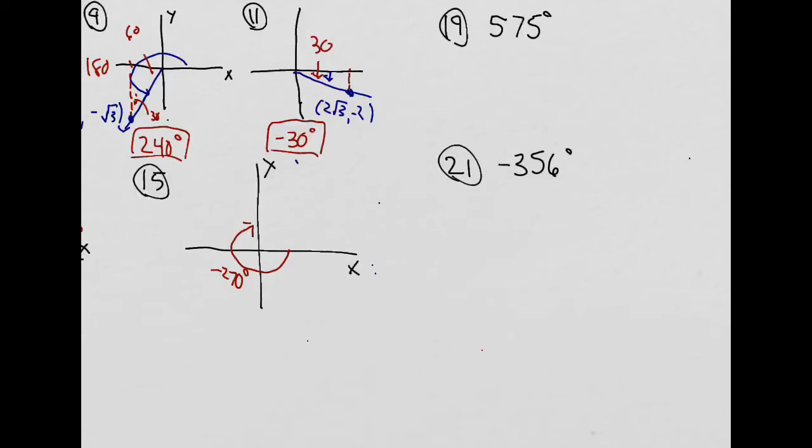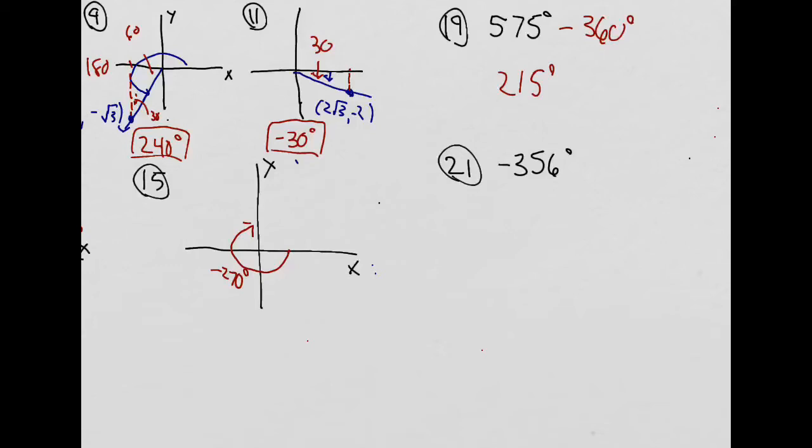So if we look at this one, we got 575. Well, we're too high, so I'm going to subtract 360 degrees. So you do that math, you punch it into your calculator, 575 minus 360, and you get 215 degrees. And you're done. That's that easy.